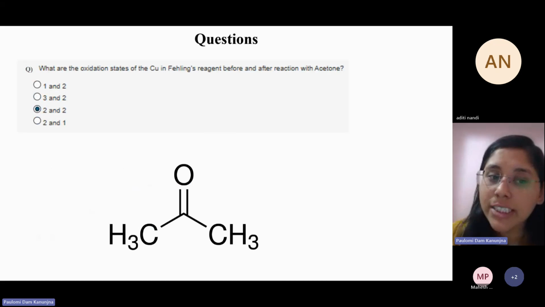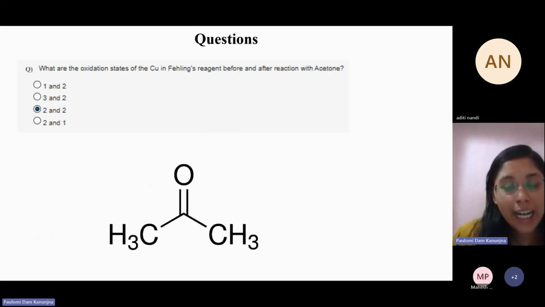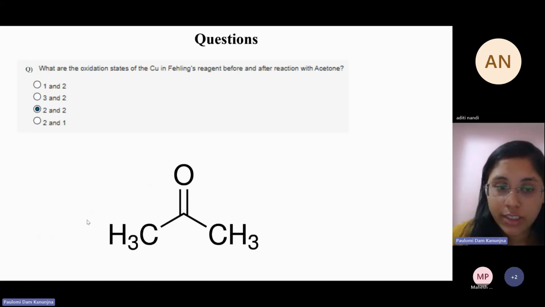So the answer is 2 and 2. It means basically the oxidation state will not change if you react Fehling's reagent and acetone. Did that make sense? Let me know if it did not make sense.